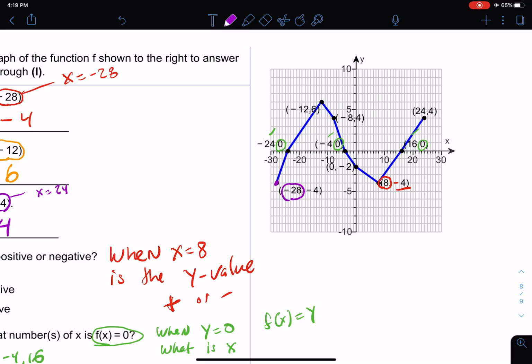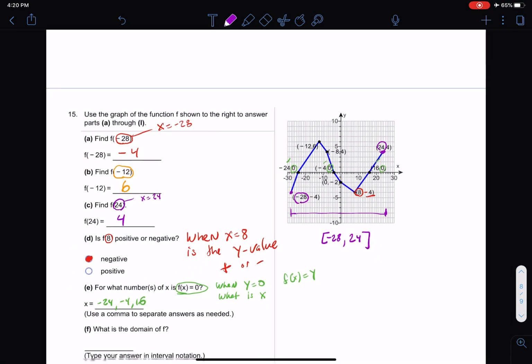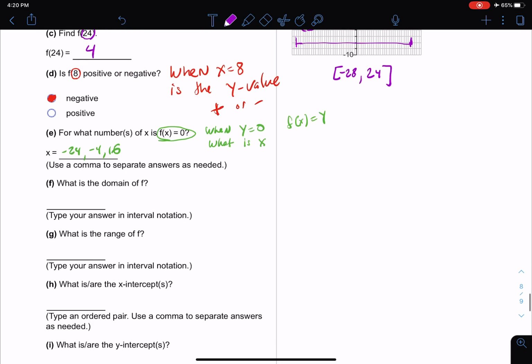So this, and it's inclusive, so this goes from negative 28 is the smallest x value all the way up to, right there it is, all the way up to the largest x value, which happens to be positive 24. And that is also inclusive because you see the solid dot. So negative 28 comma 24, and it's closed.